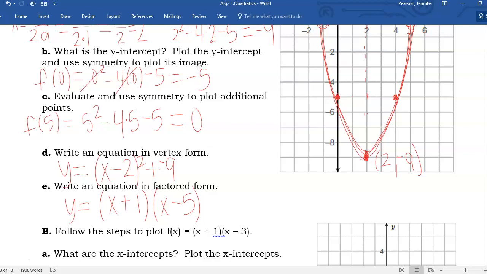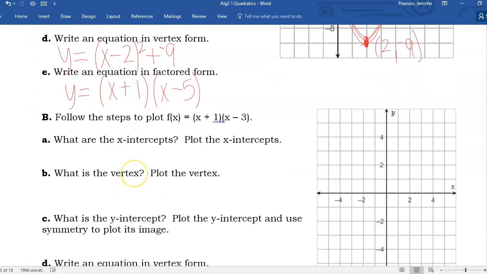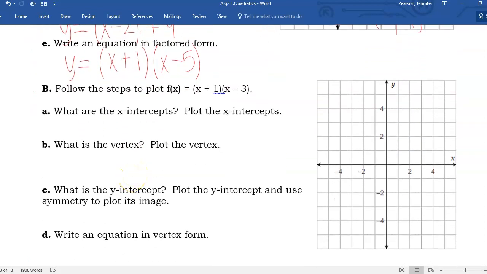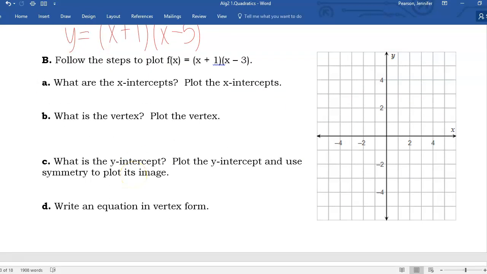Okay, let's try another one. Letter B, follow the steps to plot y equals (x + 1)(x - 3). First, what are the x-intercepts? It's always the opposite. So even though I see a +1 in here, one of our x-intercepts is -1. And even though I see a -3 in here, our other x-intercept is +3. So on the x-axis, I'm going to go to -1, and I'm going to go to +3.